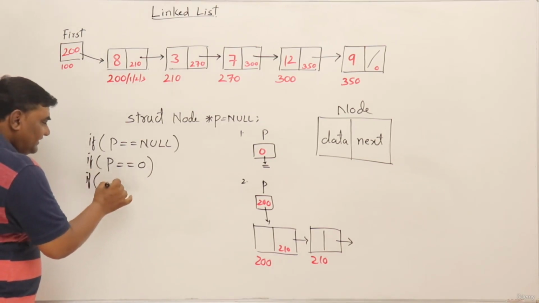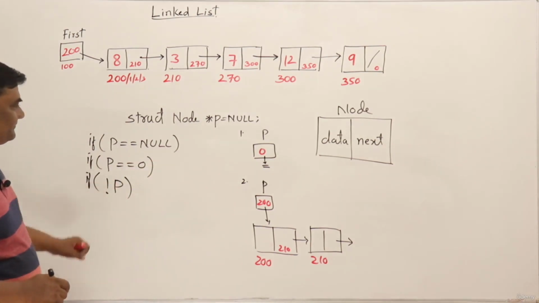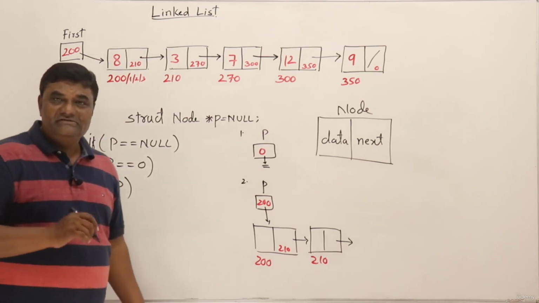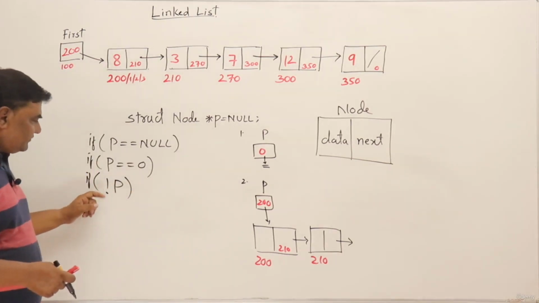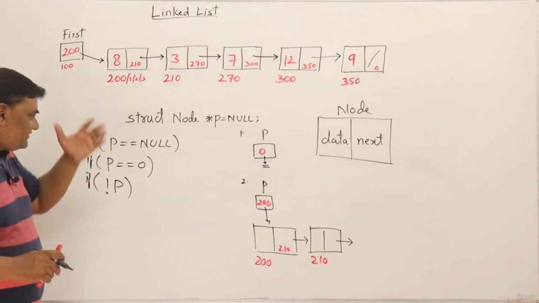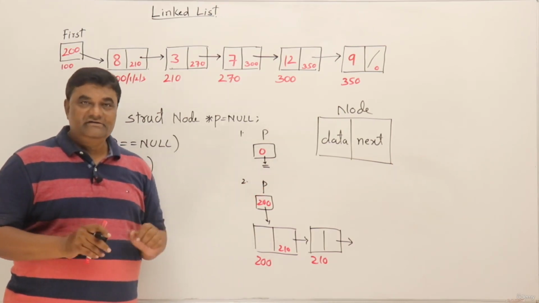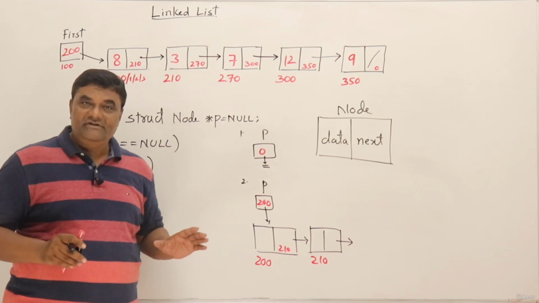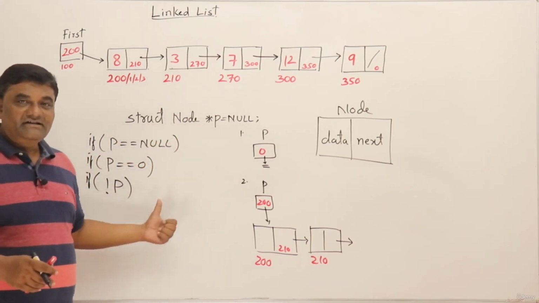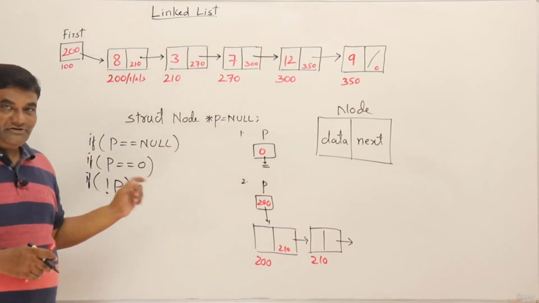If I write not P, in which case will this condition be true? P is 0. 0 means false. But not of 0 is true. Again, this condition is true in this case. So these are the three methods of checking if a pointer is not pointing on any node or not pointing anywhere. So yes, if pointer is null, then these three conditions are there. We can check if it is null or not. If it is null, then these conditions will be true.